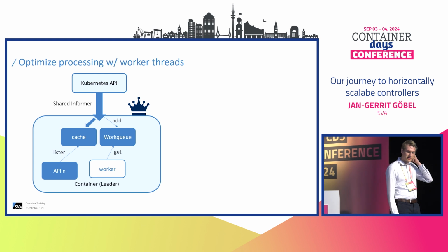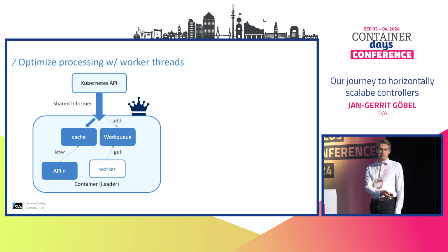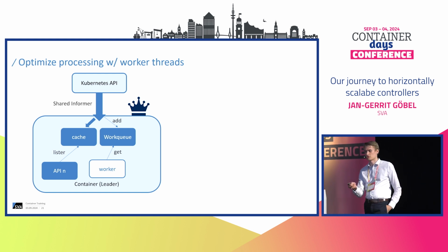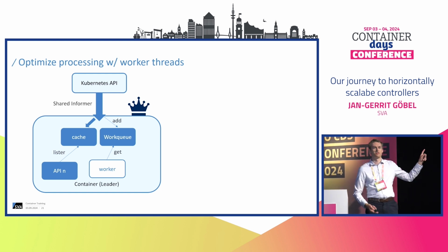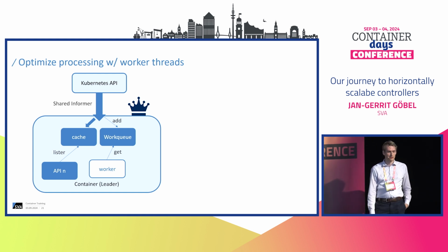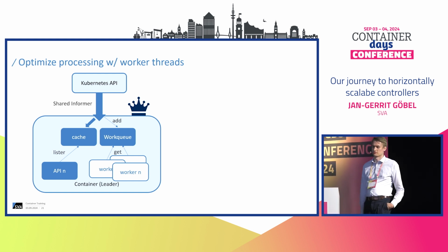On the left side, I have a controller, and we just have a little work queue in there. Also note the little crown on the right side. This means this is still the leader. We only have one controller running at the same time, and instead of using one worker, we just use multiple workers to speed up the reconciliation.